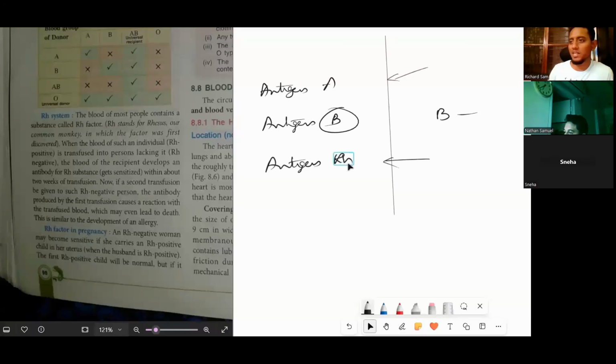This antigen, why is it called Rh? Because it was found in a monkey called the rhesus monkey. That's where they first found the Rh factor or the Rh antigen.